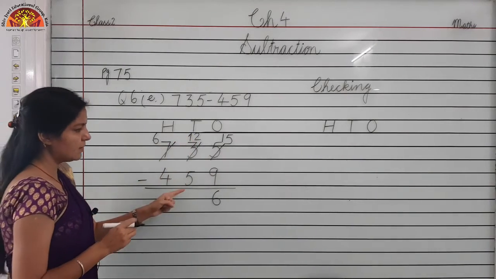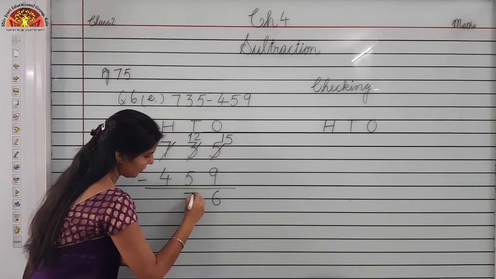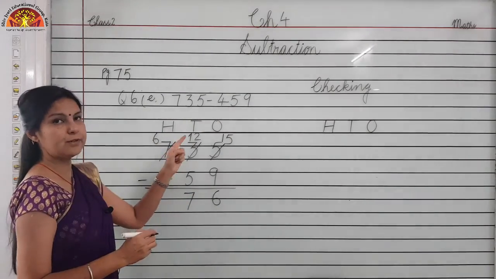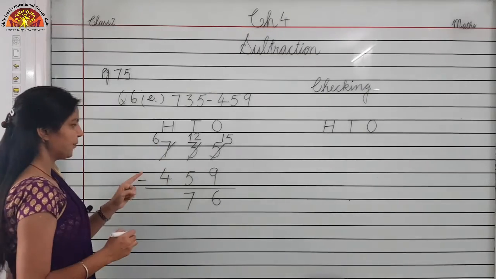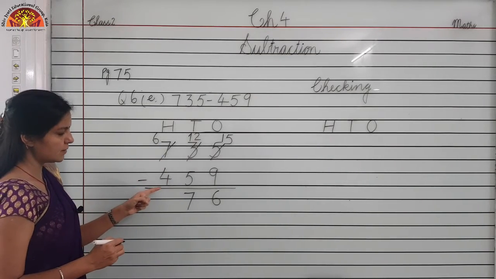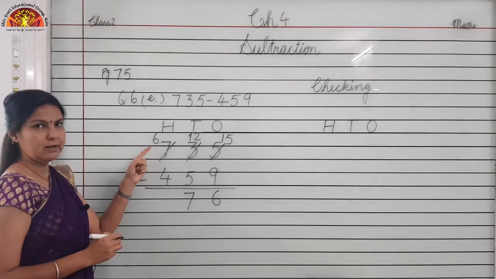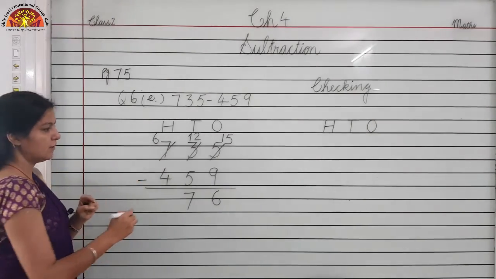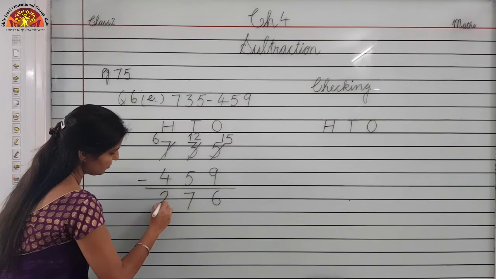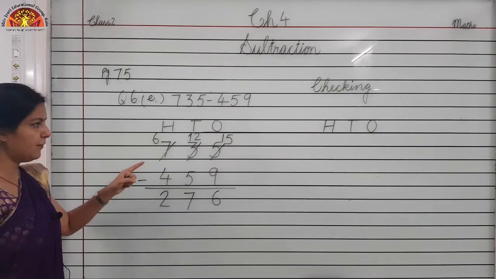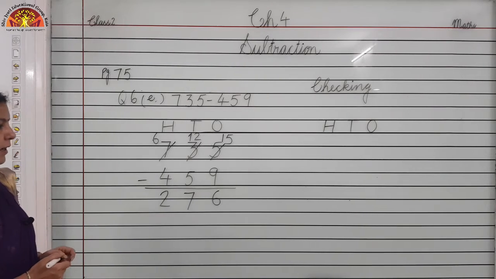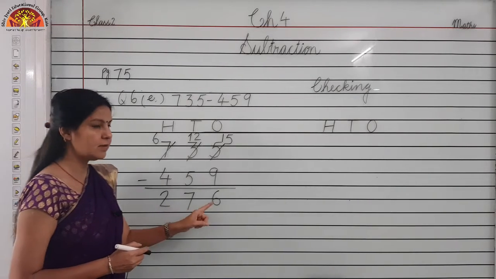Now 12 minus 5 is 7. You will start counting after 5 and where will you stop? Where 12 is coming on our fingers. Now 6 minus 4. Now 6 is bigger than 4, so we can subtract 4 from 6. It is 2. So the difference between 735 and 459 is 276.